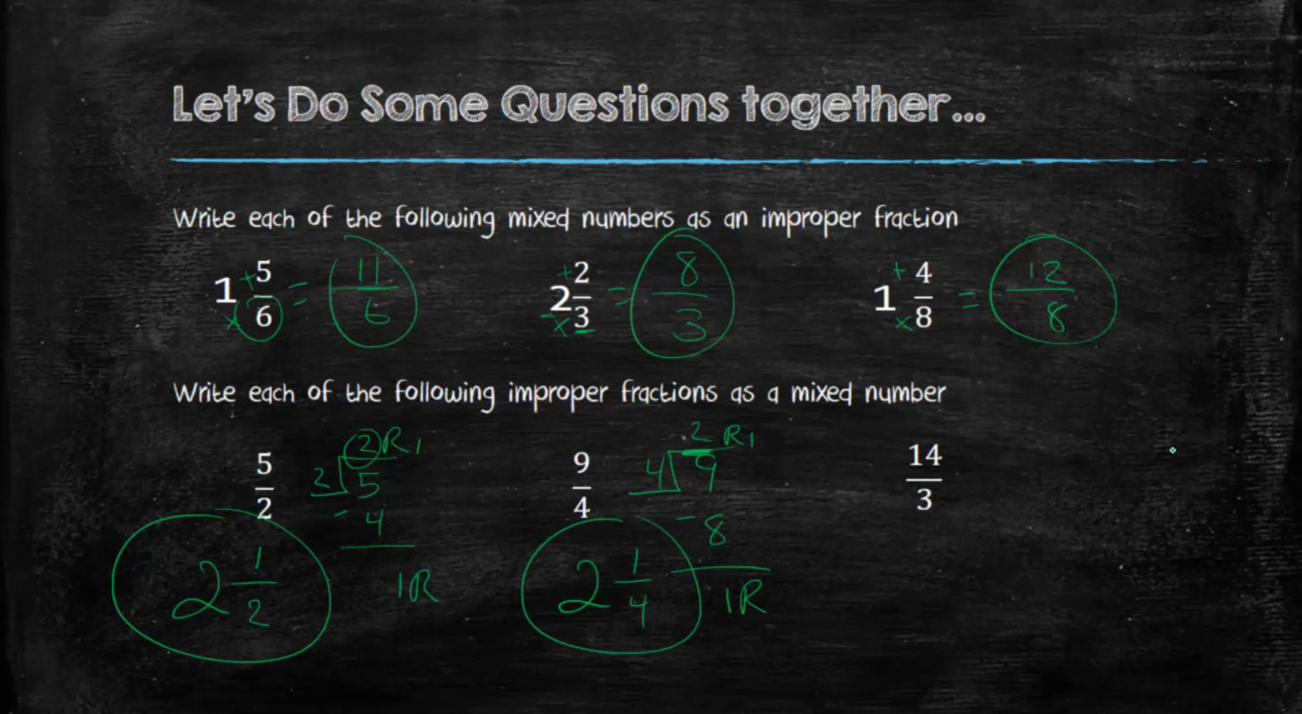Okay, let's do the last one here. 14 divided by 3. How many times does 3 go into 14? Well, 4 times. 4 times 3 is 12. Do a little subtracting. 14 minus 12 is 2. So that's a remainder. The remainder is 2 here. So the answer becomes the whole number, and the remainder 2 becomes the numerator, and the denominator stays the same. So 14 over 3 converted to a mixed number is 4 and 2/3.